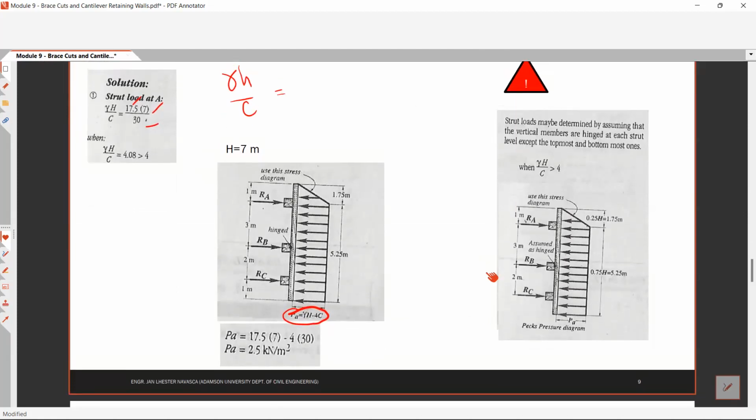So, ito yung ating value. So, gamma H is 17.5 times H of 7, minus 4 times 30. You have this pressure to be 2.5 kilonewton per square meter.